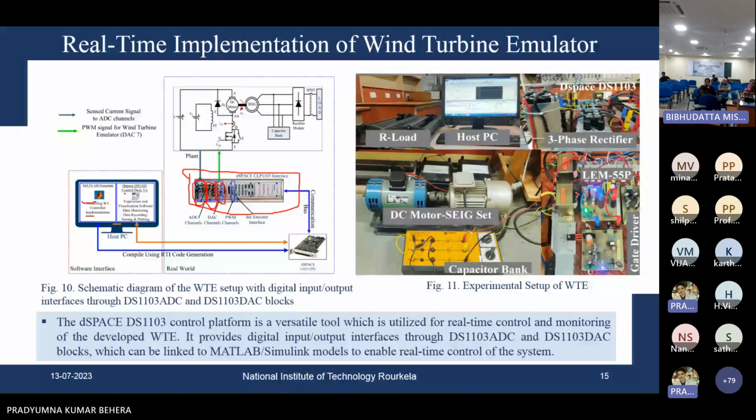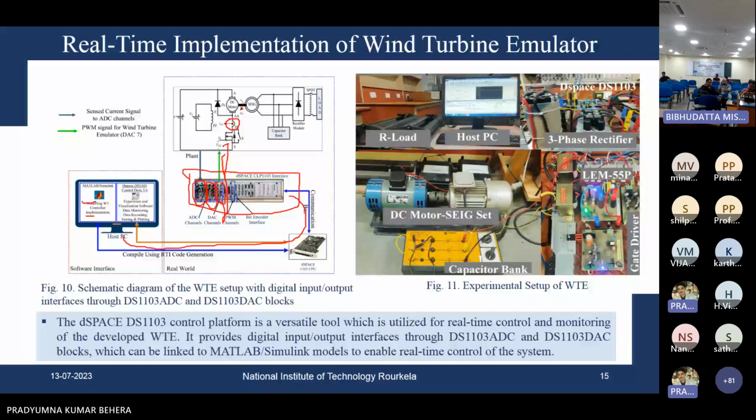We can see here only one current sensor is used. We are sensing the armature current, and it is fed to the ADC channels of the CLP1103 interface, converted into a digital signal and sent through the communication bus of the dSPACE CPU. The PWM output for the wind turbine emulator is fed from the DAC channel at a frequency of 5 kHz to the switch, to the MOSFET.